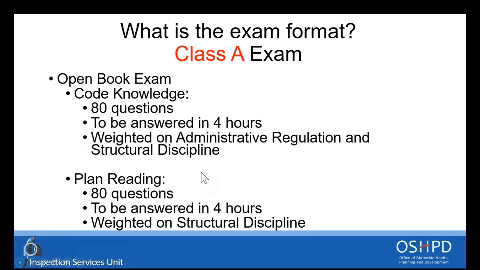So next, I will be covering the exam format. For Class A, there are 80 questions in the core knowledge and 80 questions in the plan reading, and they are 4 hours each. And the core knowledge is weighted more heavily on the administrative regulations and the structural discipline. However, keep in mind the core and plan reading scores are combined and averaged.